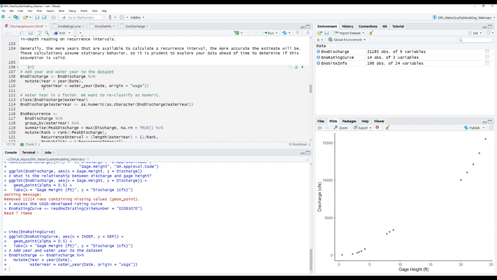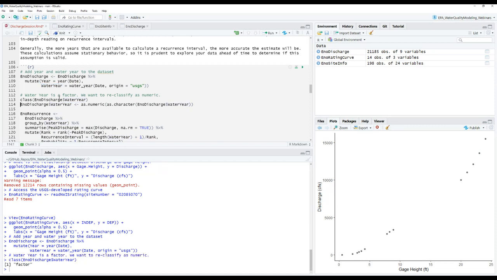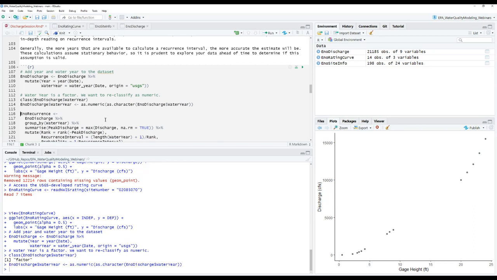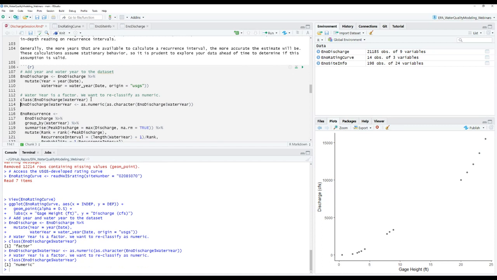Okay. Just one thing to note, if you do have lfstat working, water year is always calculated as a factor instead of as a number. So noticing here it says it's a factor. And we can also classify this as numeric. So one funny workaround in R is that we have to classify it as a character first and then as a numeric. I'm happy to go through that at some point, probably not within the time limit today, but we'll reclassify water year as numeric. And now if we ask for the class of water year, it will tell us it's numeric.